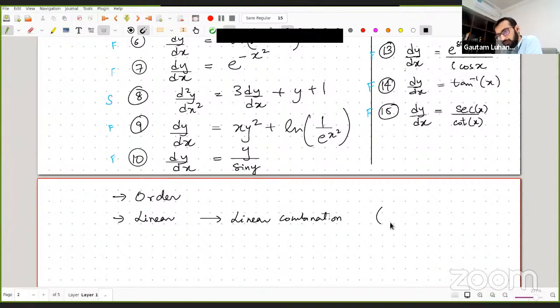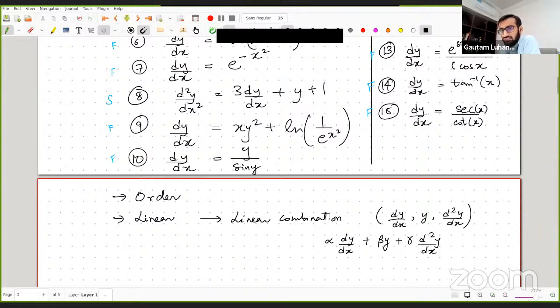For example, if I'm looking at dy by dx and y, and let's say even d squared y by dx squared, then a linear combination of these would simply be multiplying each of them by a constant and then adding them up. For example, I could say alpha dy by dx plus beta y plus gamma d squared y by dx squared. This is a linear combination: the terms are all being added, they're just being multiplied by a constant, and between them there's no multiplication.